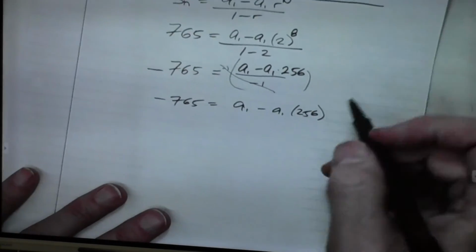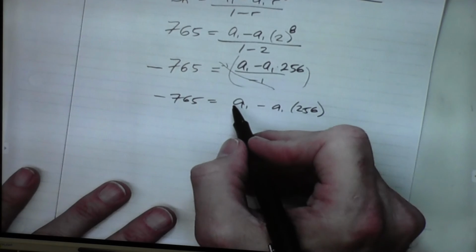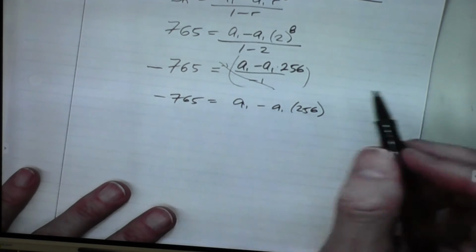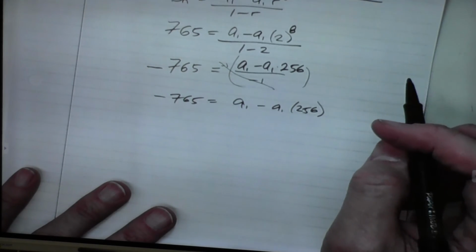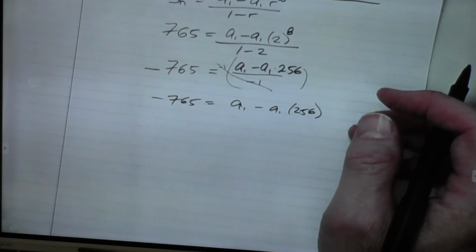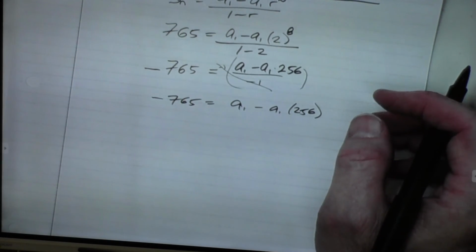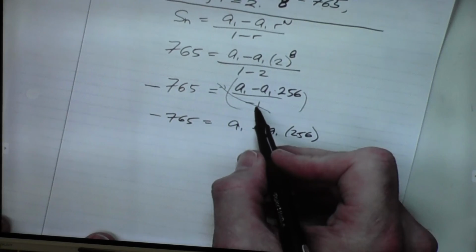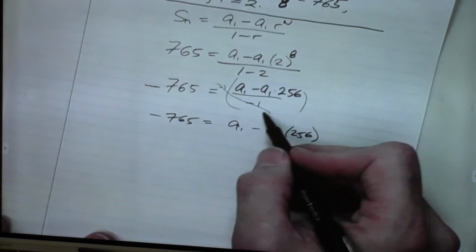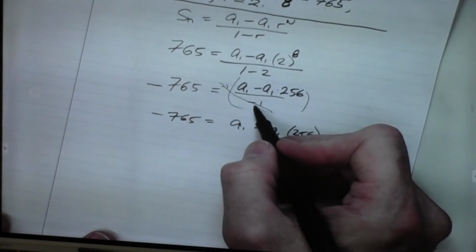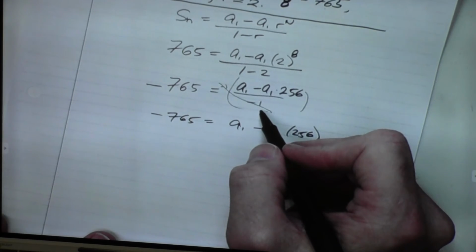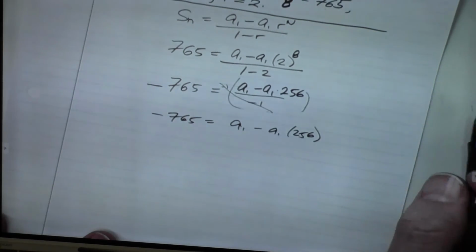At this point, if I divide by 256, I'm going to have to divide that also by 256. Yes? Why is 765 negative? Because that -1 on the bottom here, I multiplied both sides by -1 to get rid of it. Yeah, because I don't like having a -1 on the bottom. I want to get rid of the denominator, so that's what I did.